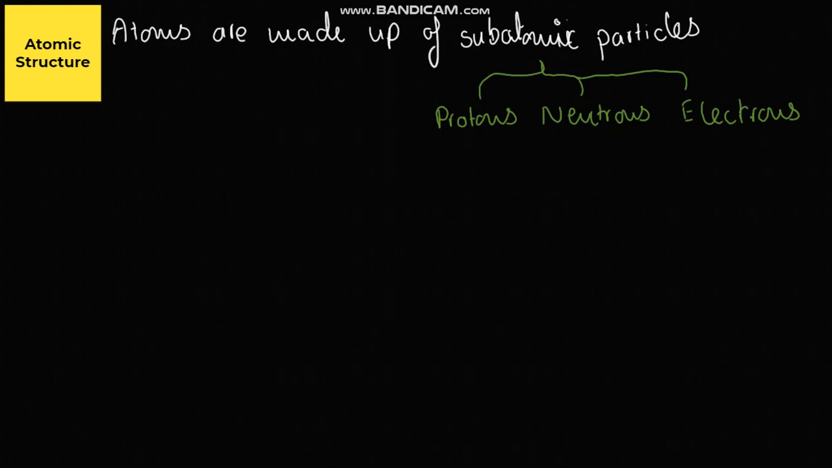Now, two of these subatomic particles carry charge, while the remaining one doesn't. A proton carries a positive charge, an electron carries a negative charge, while a neutron doesn't carry any charge. Now, these two, the protons and neutrons, are in the nucleus of an atom.